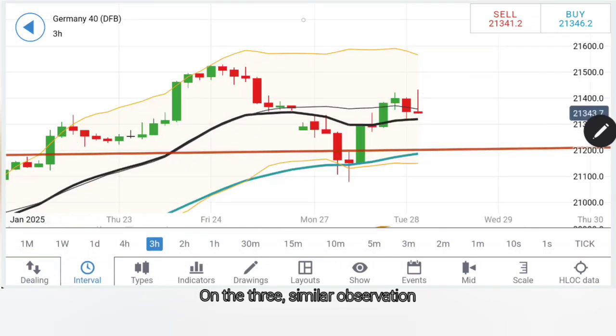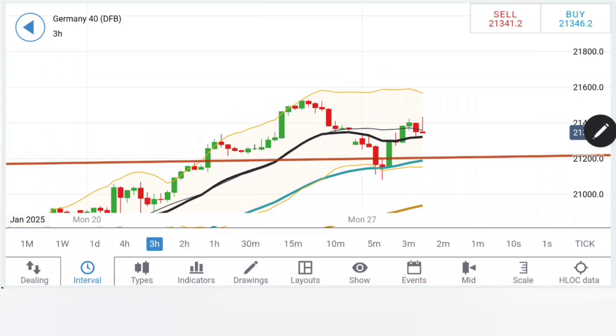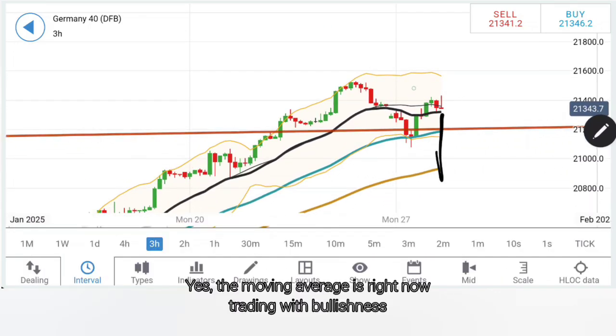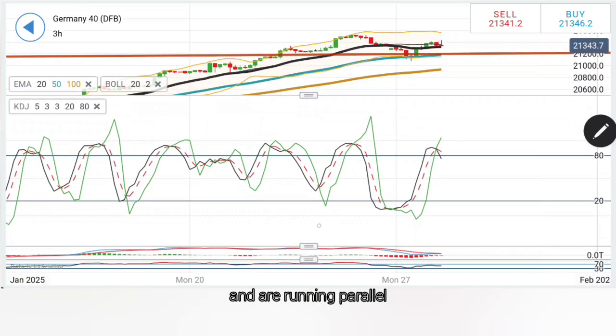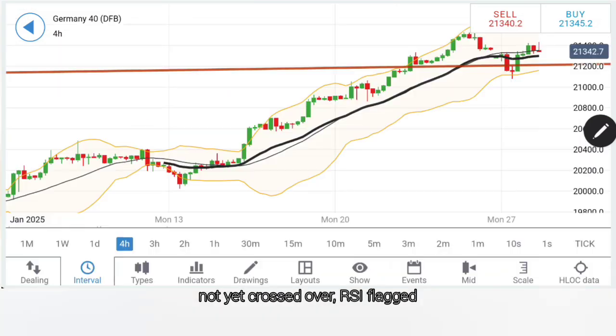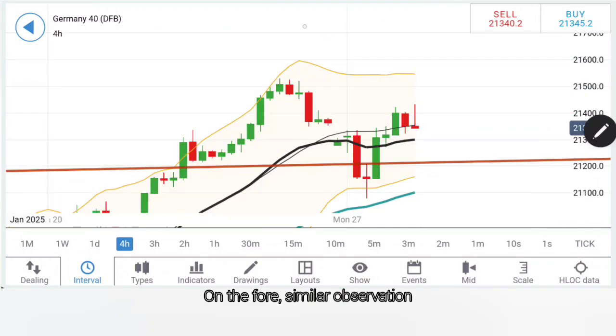On the 3 hour, similar observation. Remember, it has hit a high, it is delivering the second candle. Possibly it shows that it is trying to reverse here, where the next forthcoming candles might take it further down towards 21,200, or in fact 21,000 levels. Yes, the moving averages are right now trading with bullishness and are running parallel. Stochastic overbought. MACD is bearish, trying to converge, not yet crossed over. RSI flat. On the 4 hour, similar observation.